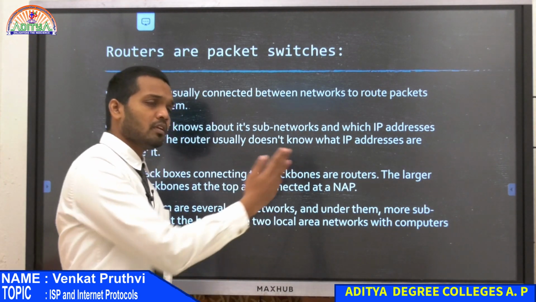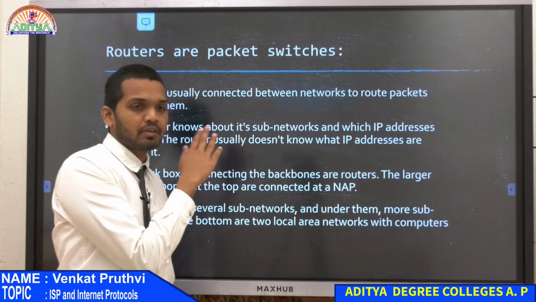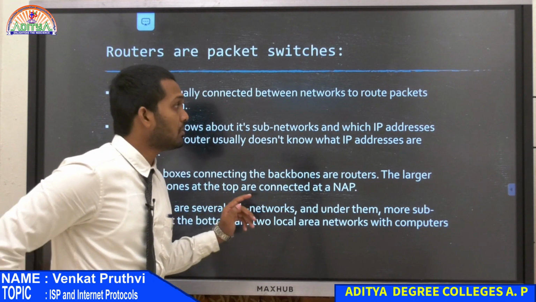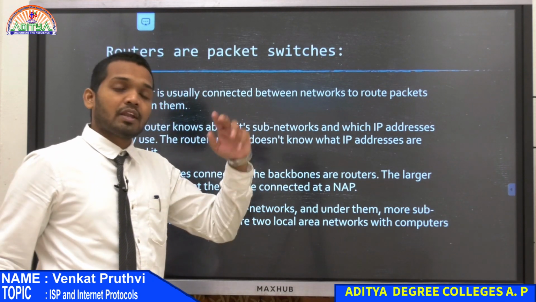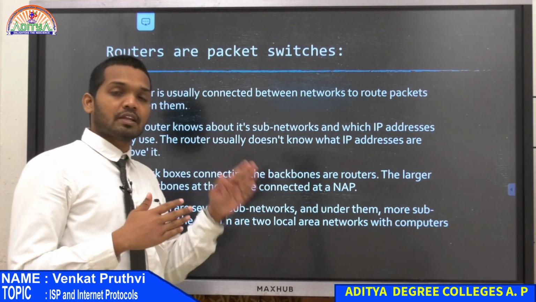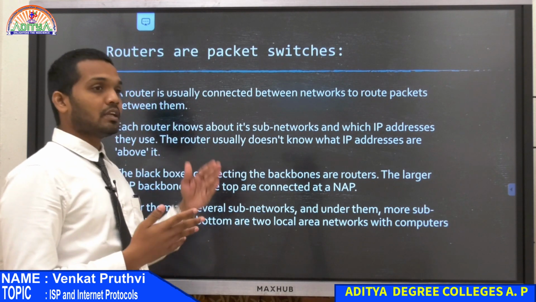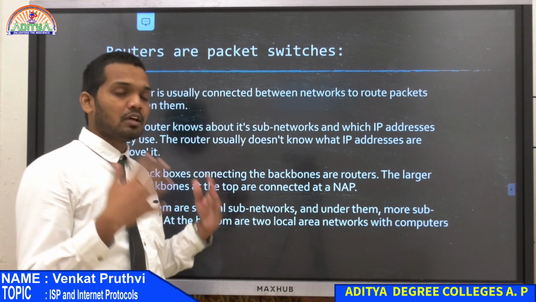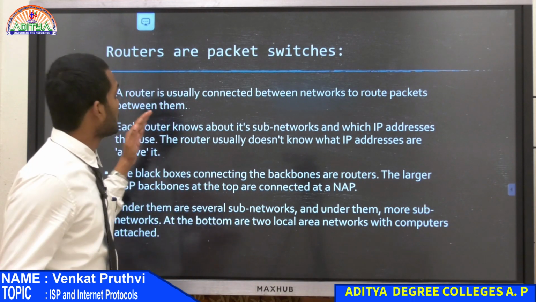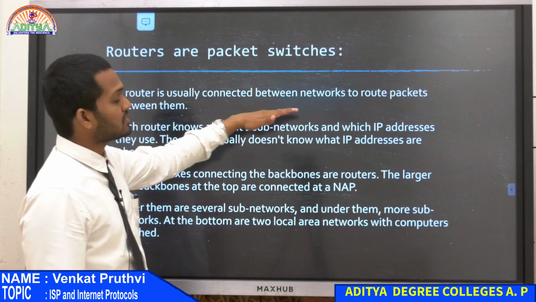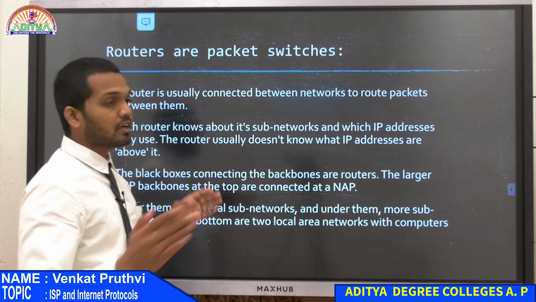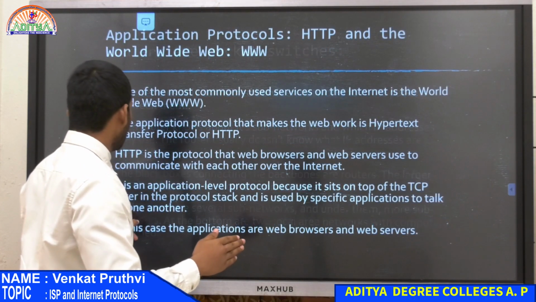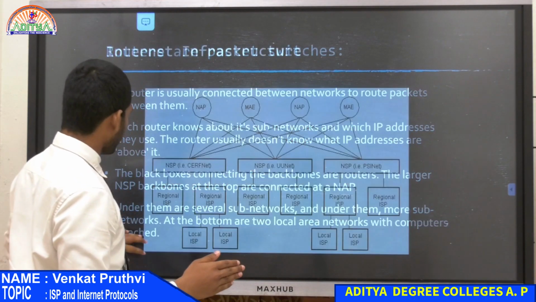A router is usually connected between networks to route packets between them. In the previous block diagram we had two computers and the internet connected between them, and we were dividing that 1 MB file into small packets and sending it. Now how are we able to send it to the other computer, and reach the destination properly? It is through this routing. A router is usually connected between the networks, and it sends the packets that are required to the destination point.